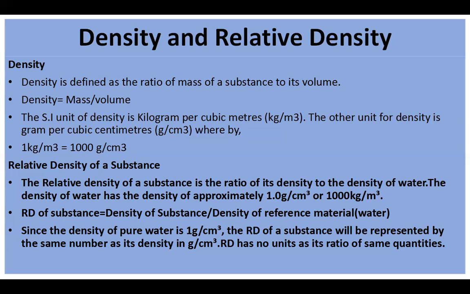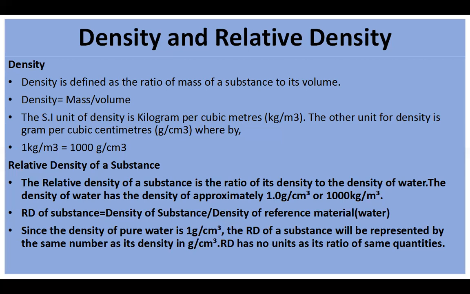So the main SI unit, as we've already seen, is kilogram per cubic meter, and the other units, as we've already seen, are gram per cubic centimeter. These are the other useful units that can be used in determining the density of an object.